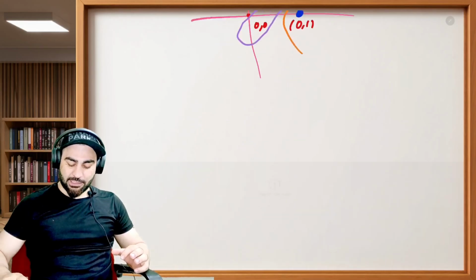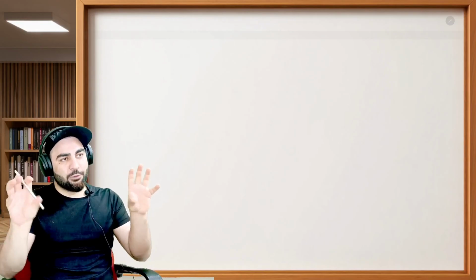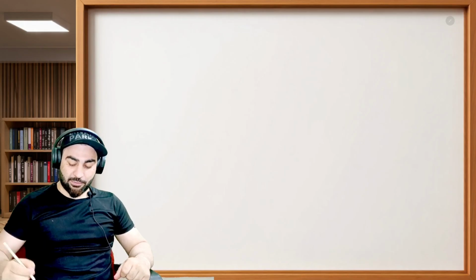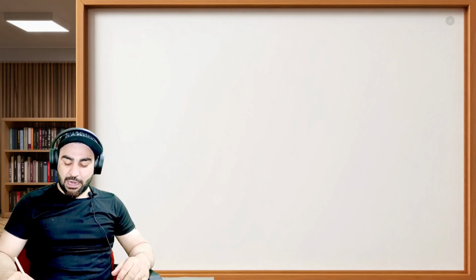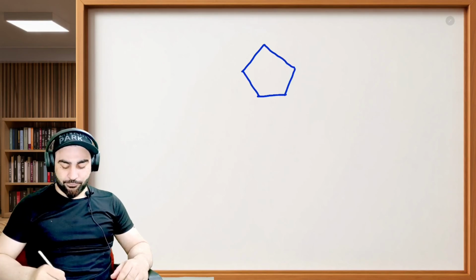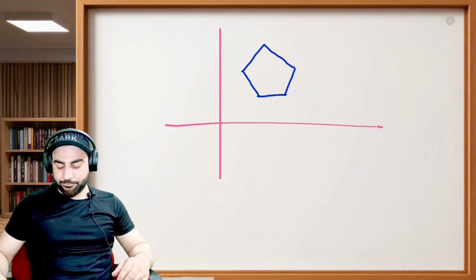I'll start with a basic example of how to use these multi-layer perceptrons. You will basically use a combination of these perceptrons, and then you can come up with the decision boundary. Say we have a decision boundary like this, which is some pentagon. Say this is the decision boundary, and this is the axis we are working on.